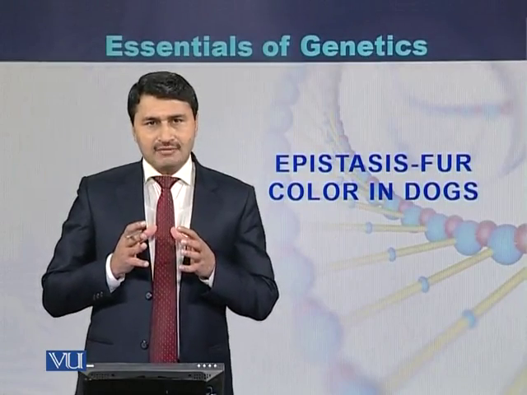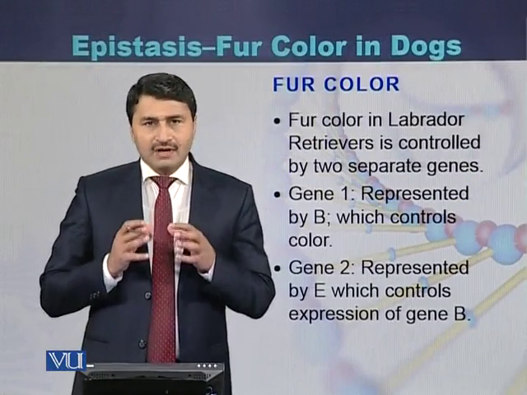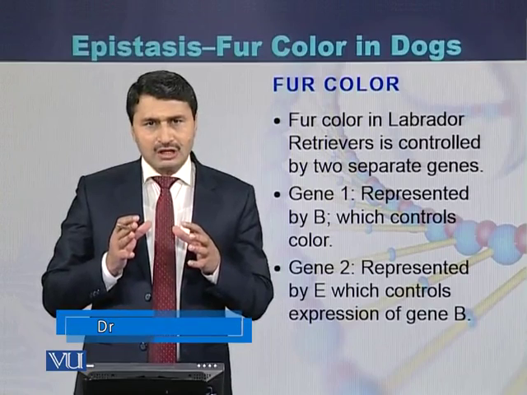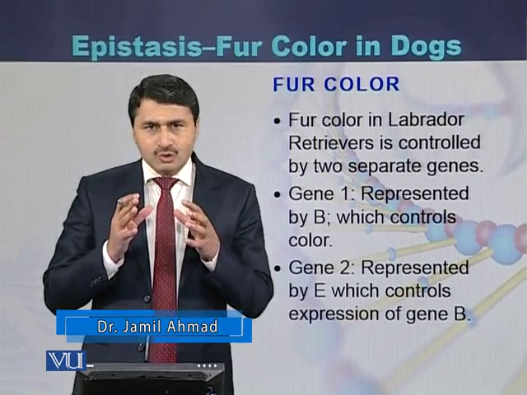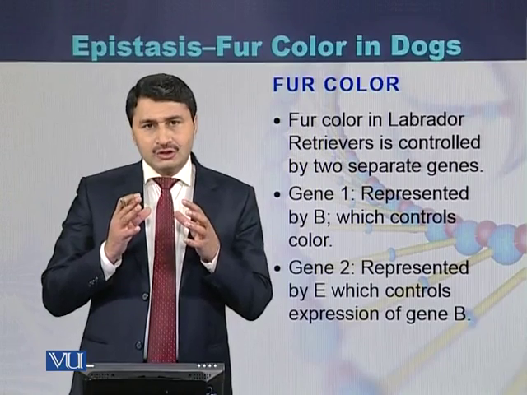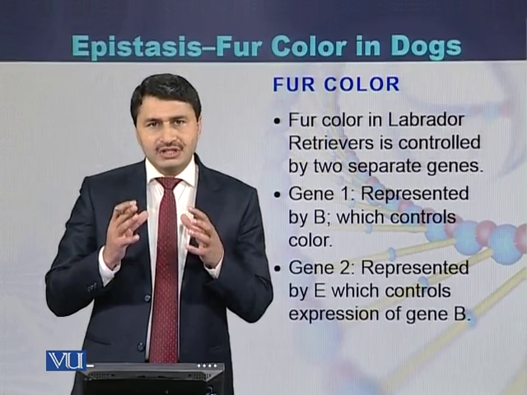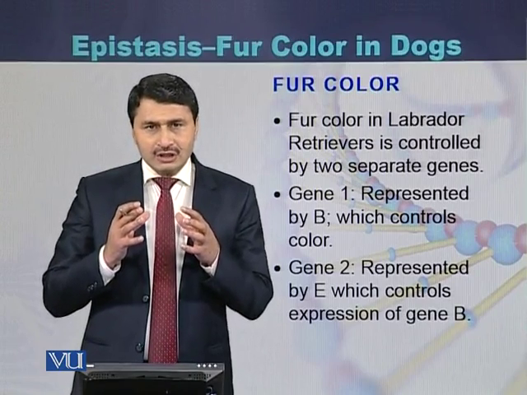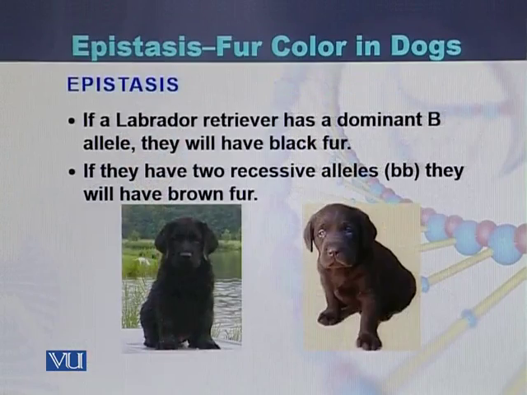Epistasis in fur color of dogs. Fur color in dogs, Labrador retrievers: the fur color of these dogs is controlled by two different genes. Gene 1, which is represented by B, controls the color of the dogs, while there is another gene, which is represented by E, that controls the level of expression of gene 1. Here is an example of epistasis in Labrador retrievers, a type of dog.